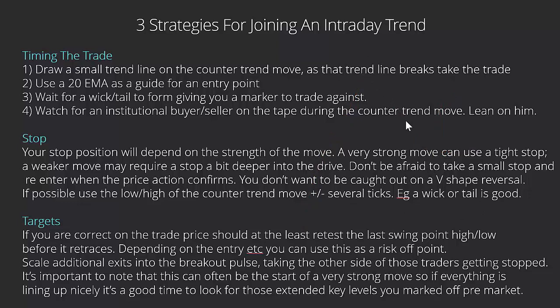So where do we put our targets for this trade? We know we're looking for a drive, a pullback, and we've got our stop position. Where's our target? If you're right on this trade, you're at least going to retest that last swing point, whether it's a high or low. High, obviously, with an uptrend, low on a downtrend. So that's a good place that you can use as a risk off point. When I say a risk off point, I'm talking about scaling. So let's say you're in at £4 per point, and the market moves back to test that high, you can take off 2 and leave 2 on. You don't have to take all of your position on or off at the same time. You can scale that position.